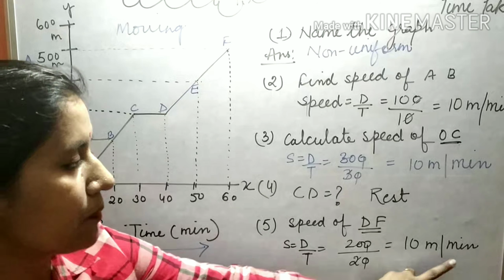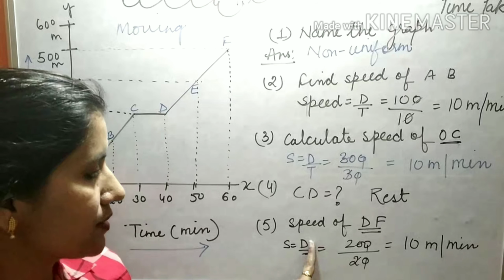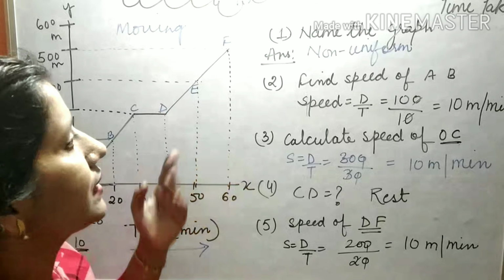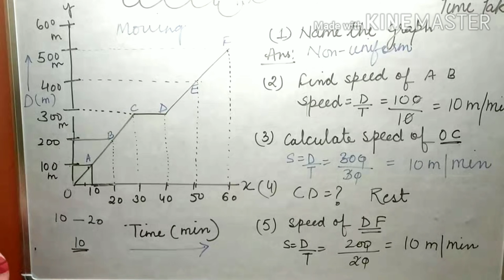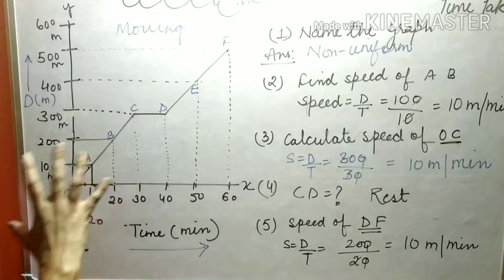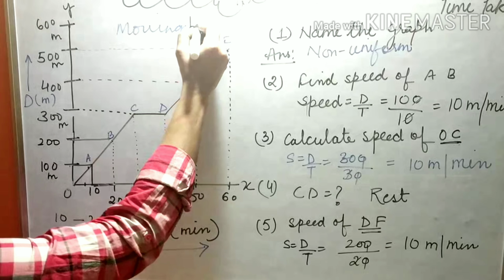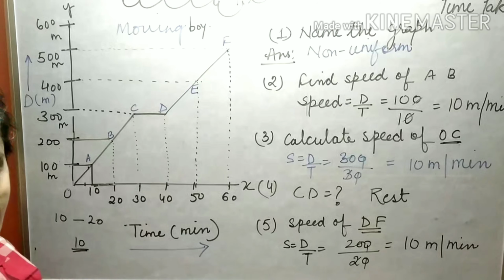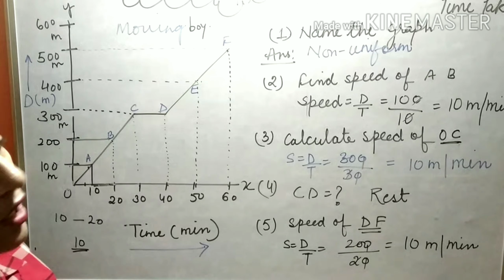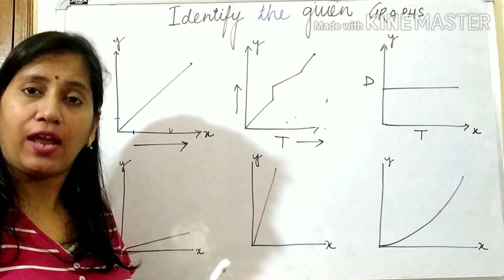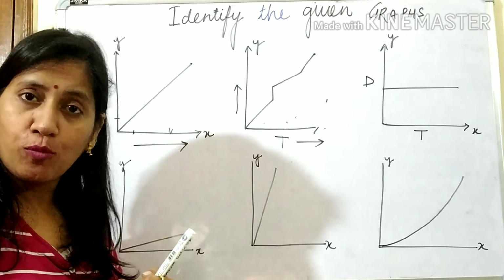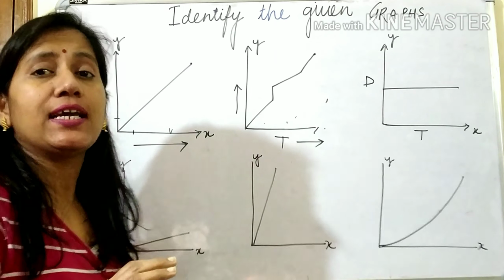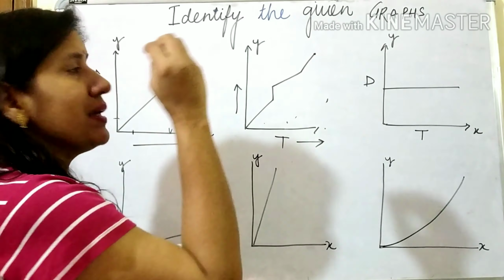Why meter per minute? Meter is distance, minute is time. Okay, so in this way we can easily calculate the speed by seeing the graph. This is a moving boy. I hope you understood the topic well. In case you find any problem, you can ask me. We have learned many types of graph, like how to make a graph, slow motion, fast motion, uniform motion and non-uniform motion. Let's see how to identify the graph by a single click.